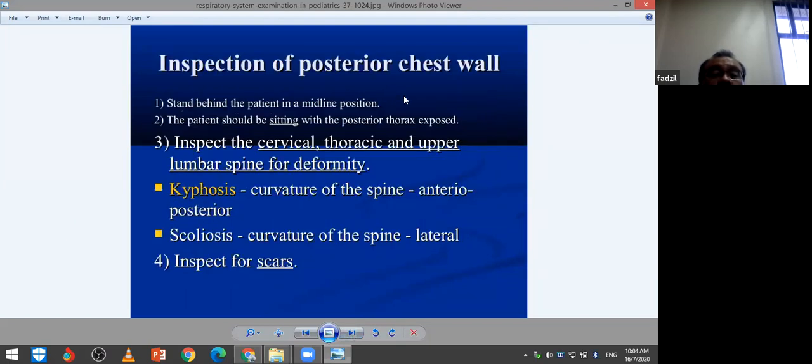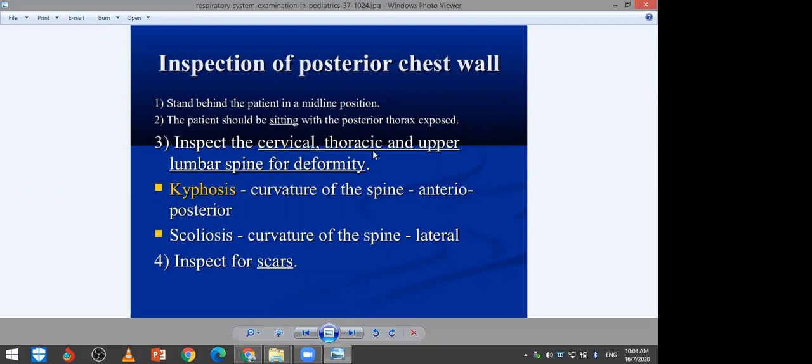So inspect the posterior chest wall. If possible, the patient will be sitting. If you can do it, doctor.